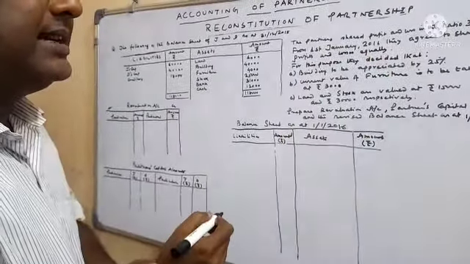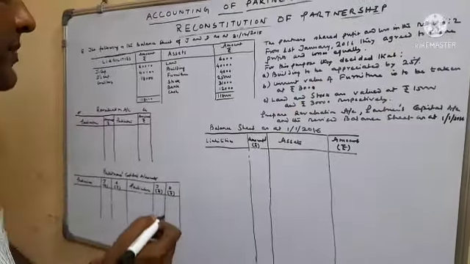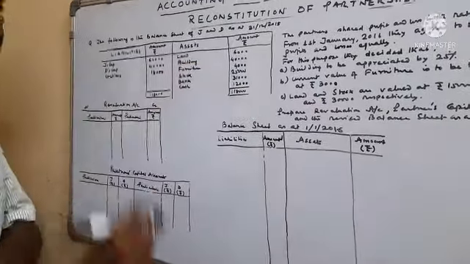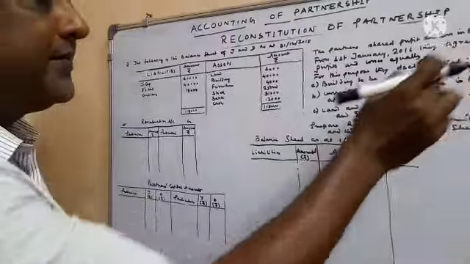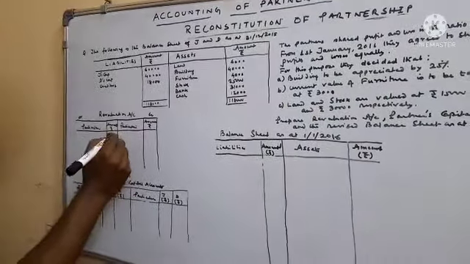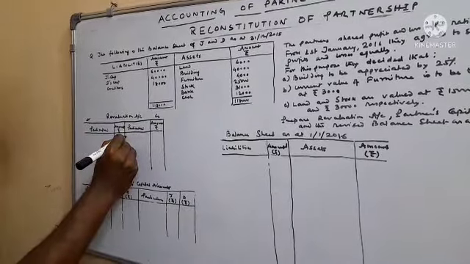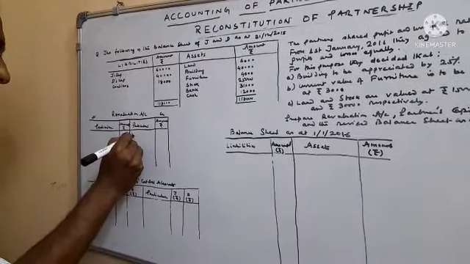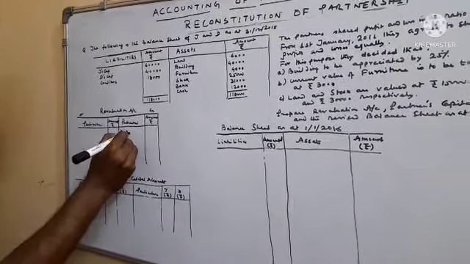Now question given, building is appreciated. Appreciated means value is increasing by how much percent? 25%. Building given in question 40,000. 25% means 1/4 of 40,000. How much increasing? 10,000. So increase of asset, which side I will write? Credit side by building.